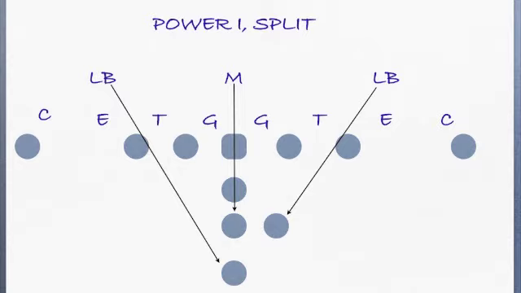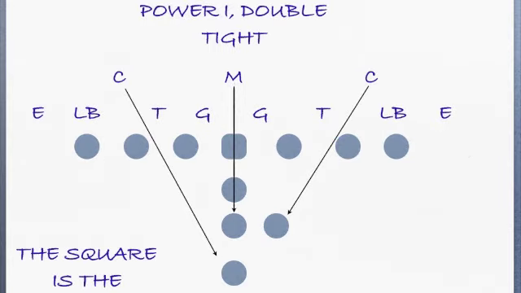Power I split. Cornerbacks have the split ends. Linebackers have their near backs and they're over the C gaps. Middle linebacker has the fullback, and misdirection still applies to the linebackers. Power I double tight. Middle linebacker has the fullback. The corner on the left has the halfback who's behind the fullback. The corner on the right has the offset back. Both the corners are over the C gaps. Middle linebacker is right in the middle of the formation.